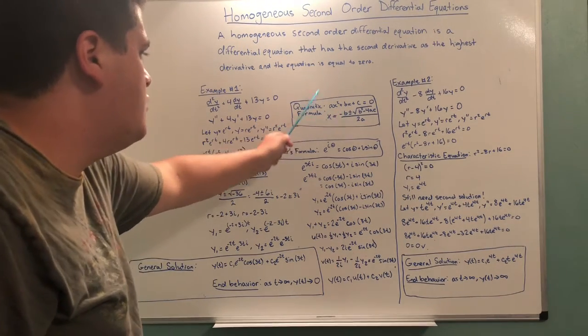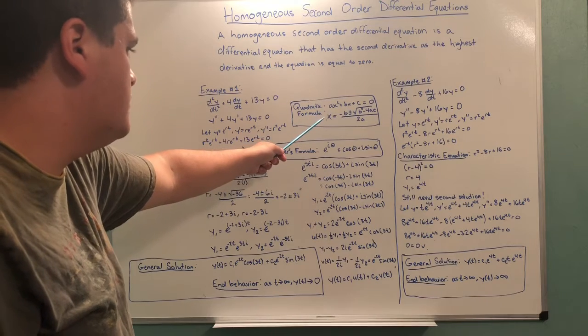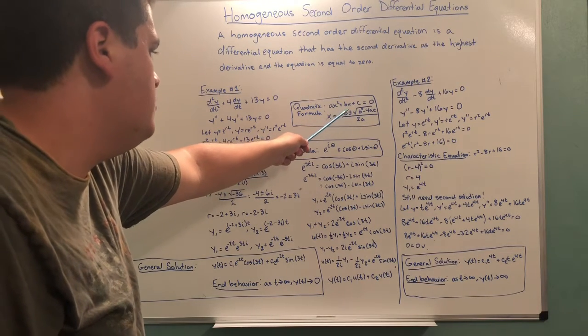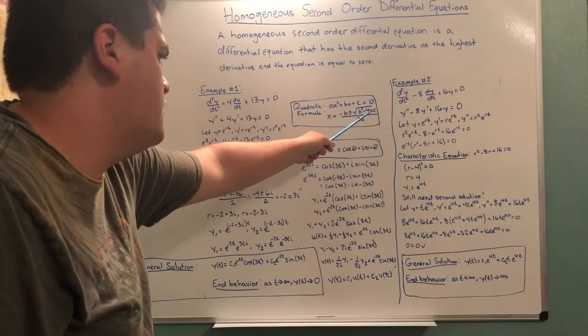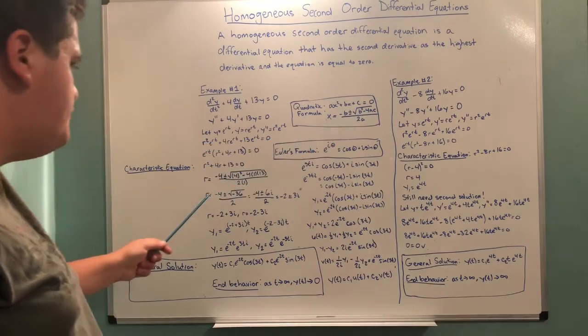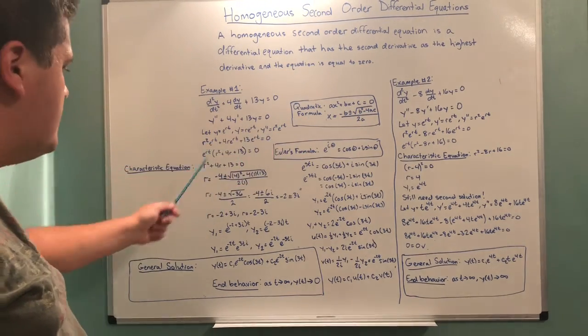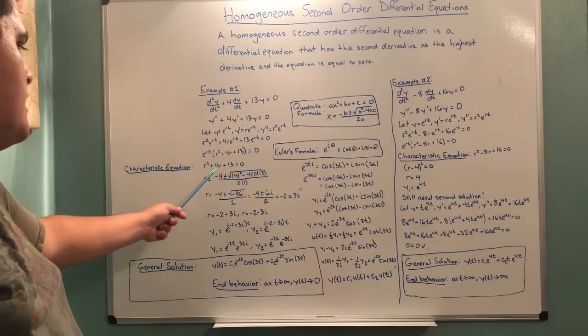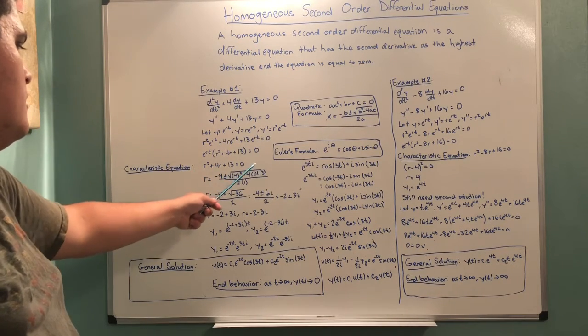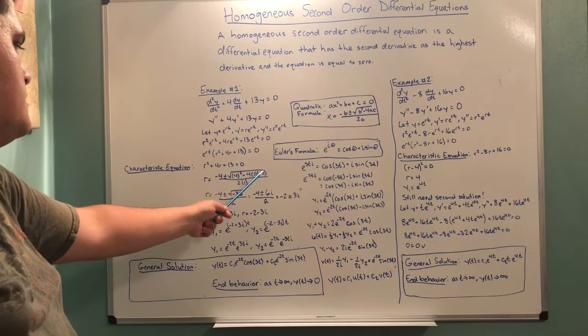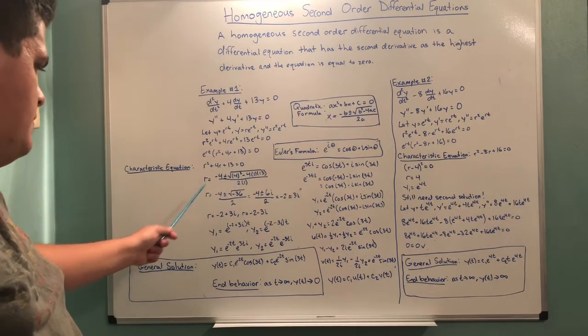For this type of equation, the solution for x is equal to negative b plus or minus the square root of b squared minus 4ac over 2a. So now, rather than having x, we have r. So r is equal to negative 4 plus or minus the square root of 4 squared minus 4 times 1 times 13 over 2 times 1.